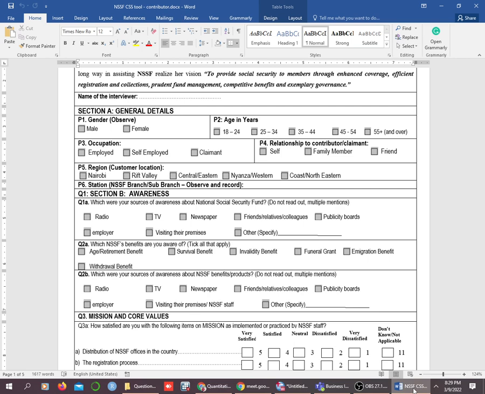Okay, so if there's no question or concern, now let's go to multiple select. What is this thing we call multiple select, or how do you handle such? So let's pay attention to this questionnaire we have here. There's that part of section B where it talks about awareness.